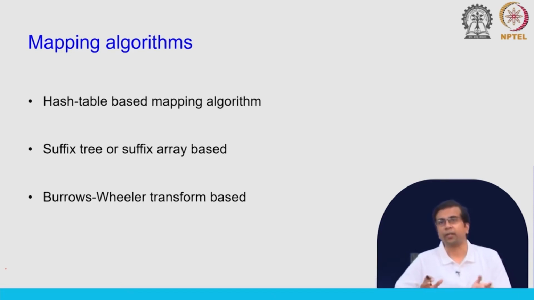We will talk about the algorithm, but if you are familiar with programming, you can actually implement these methods yourself. The first one is called the hash table based mapping algorithm, which will be the topic of discussion today. The next one is the suffix tree based method or suffix array based method. There are two alternative ways of doing this, and we will discuss them in the next class. We will talk about the advantages of each of these methods also, and then finally we will talk about the Burrows-Wheeler transform based algorithm. This will be our final algorithm for the mapping. So, let us begin. We will start with the hash table based mapping algorithm.